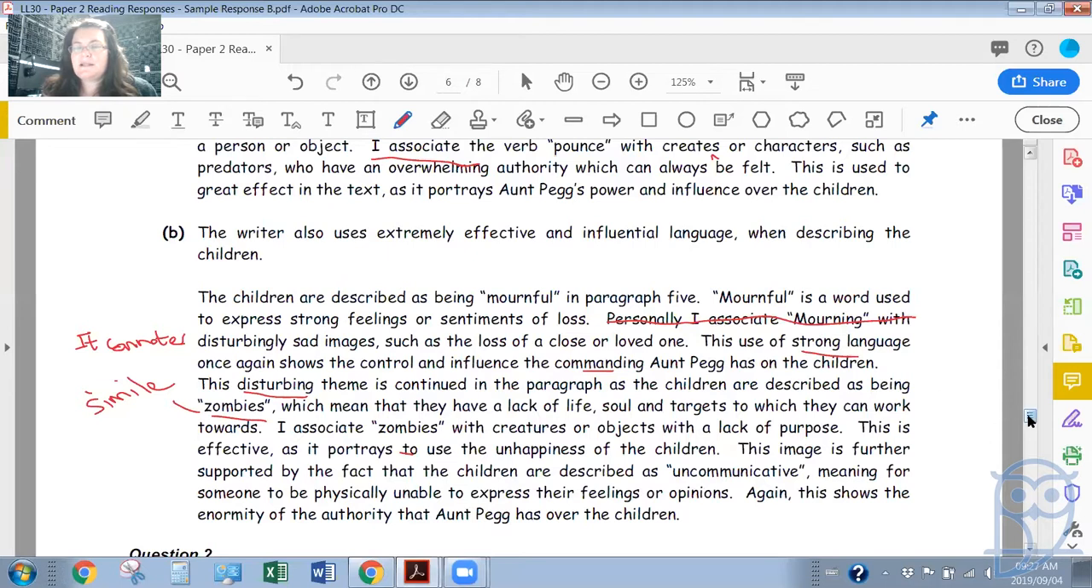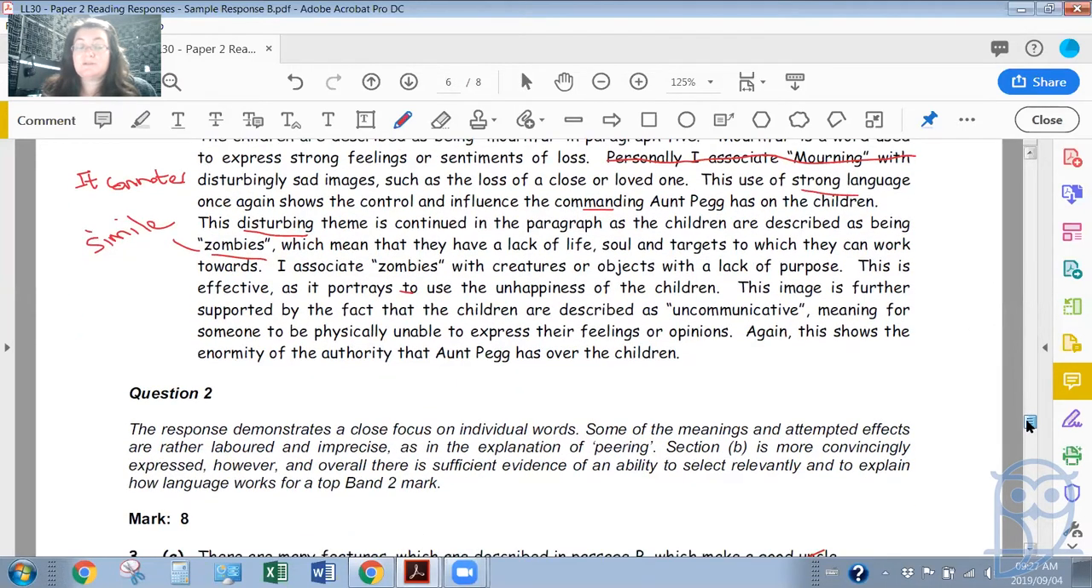Okay, so let's have a look at the examiner's response to this. The response demonstrates a close focus on individual words. Some of the meanings and attempted effects are rather labored and imprecise, as in the explanation of peering. Section B is more convincingly expressed, the second paragraph. However, overall, there is sufficient evidence of an ability to select relevantly and to explain how language works for a top band 2 mark.